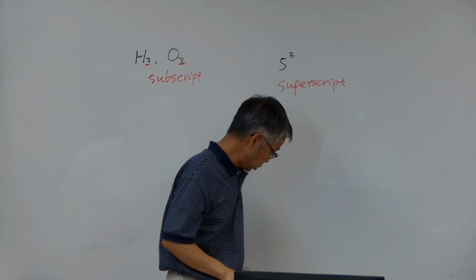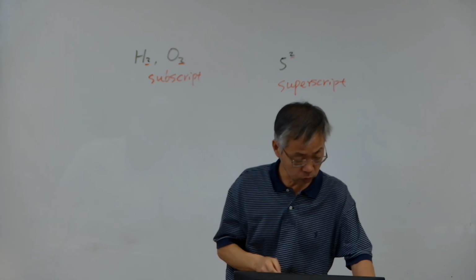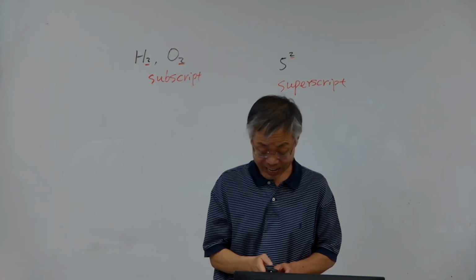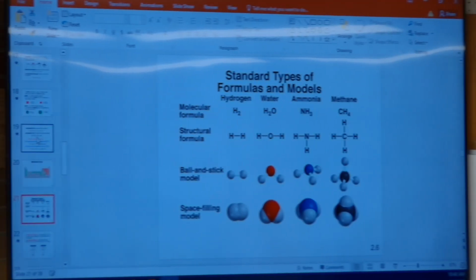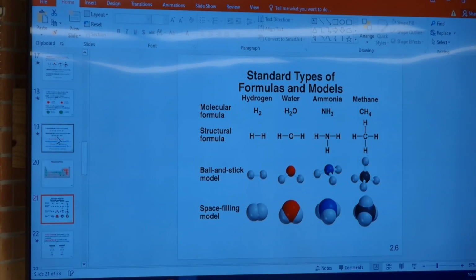In chemistry, we use a subscript number to indicate how many atoms bond with each other to form that molecule. Like H2 means two hydrogen atoms bond with each other to form a hydrogen molecule. H2O, two hydrogen atoms bond with one, no number means one, oxygen atom to form a water molecule. One nitrogen bonds with three hydrogen atoms to form ammonia.